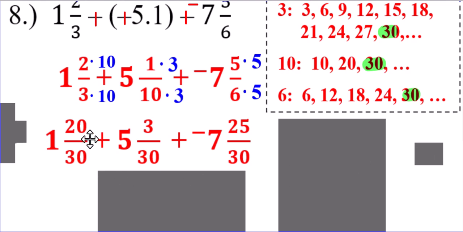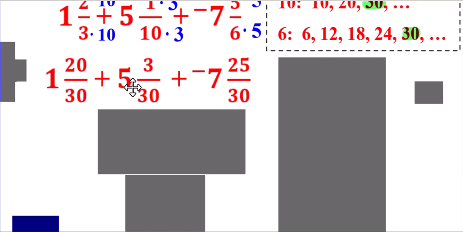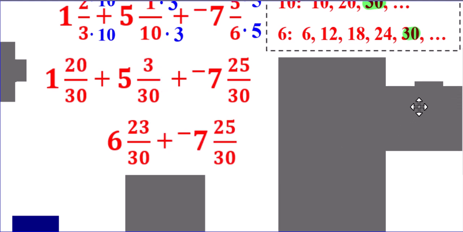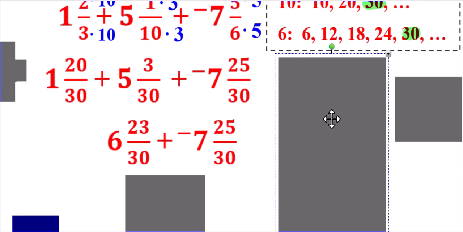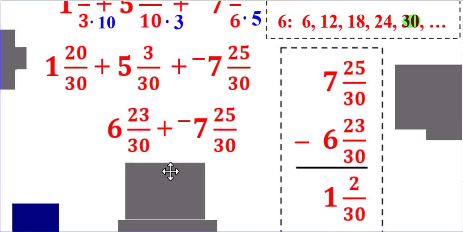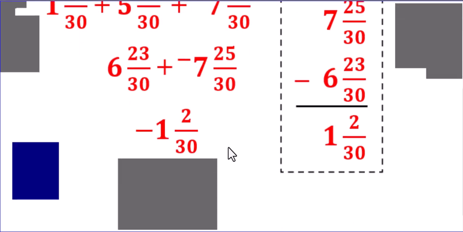Well, this problem starts a little bit nice. Positive plus a positive. I can go ahead and add. 1 plus 5 is 6. 20 plus 3 is 23. Now I have a positive plus a negative. This is going to require me to subtract off to the side, put the bigger absolute value on top. Oh, nice. I don't have to borrow. 25 is already bigger than 23. So go ahead and subtract. You get 1 2/20. But it's got to be negative because the negative number had the bigger absolute value.